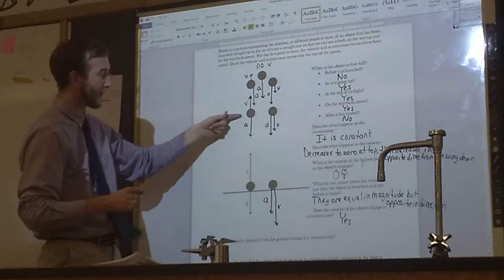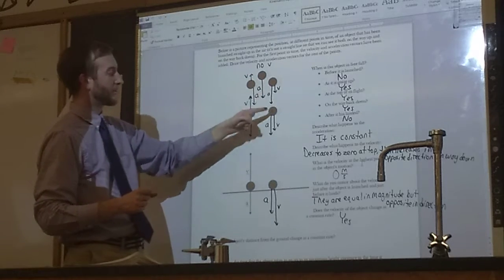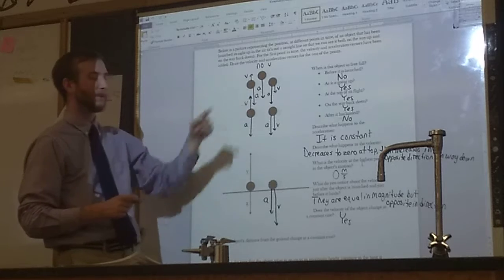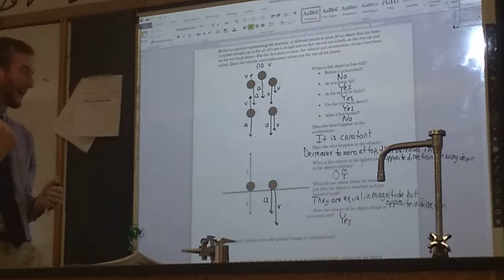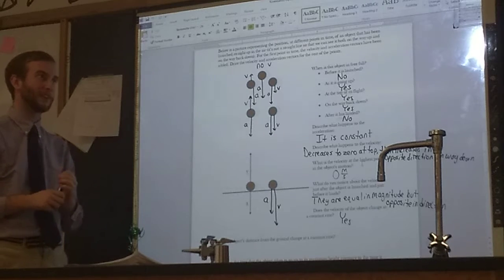If we assume correctly that these points are the same amount of time between them, then we would get that the object is changing its velocity at a constant rate. So the answer to that question is yes.